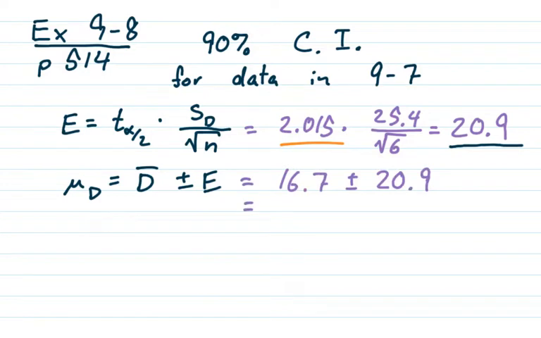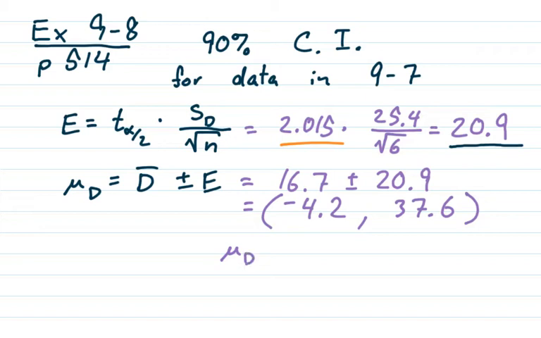So this is going to be 16.7 plus or minus 20.9. So we'll do both of those. 16.7 minus 20.9 is negative 4.2. And then when we do 16.7 plus 20.9, that gives us 37.6.